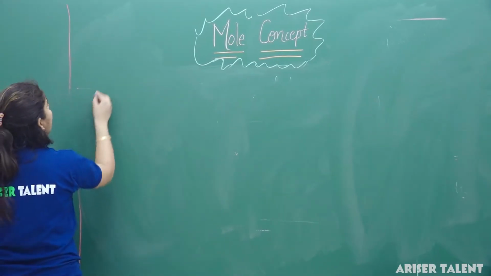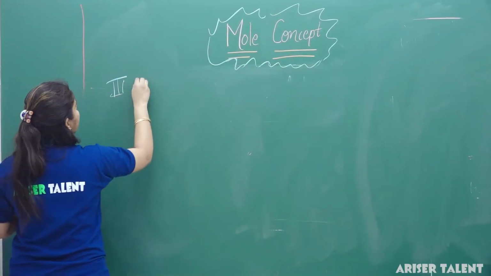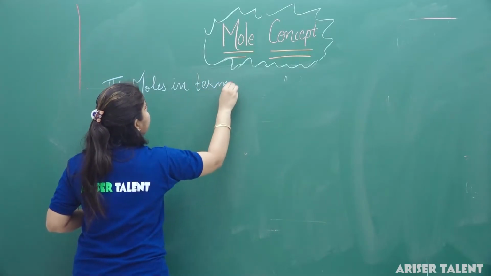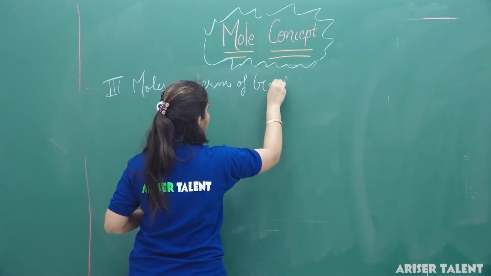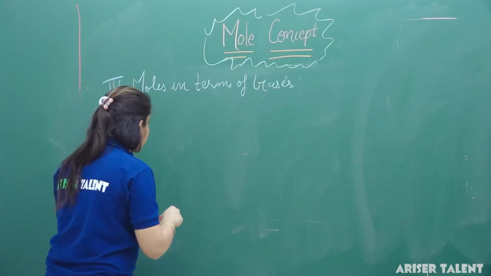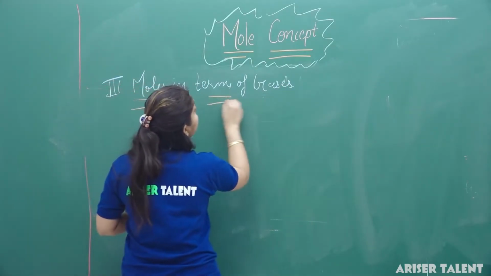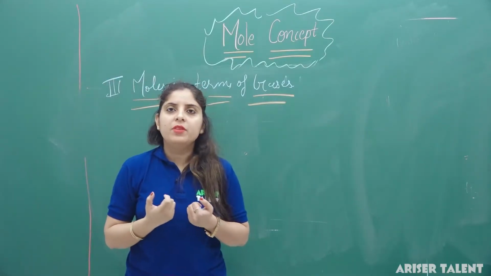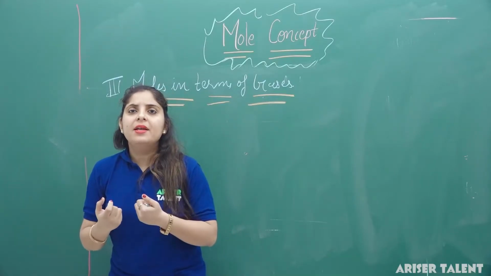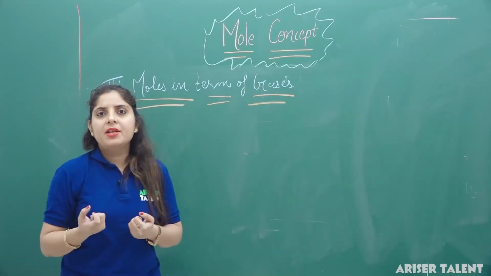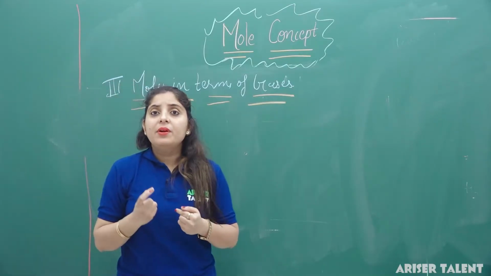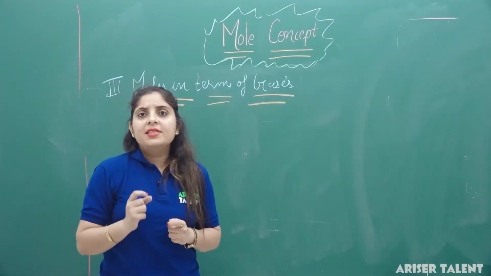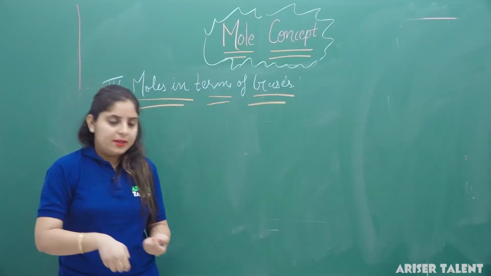So we have our third topic, that is moles in terms of gases. If we want to count the moles of a certain gas, we have to consider the volume, and this volume will be standardized at the condition of standard temperature and pressure, that is temperature will be 273 Kelvin and the pressure must be 1 atmospheric pressure, and the volume of gas at that condition will be 22.4 liters.